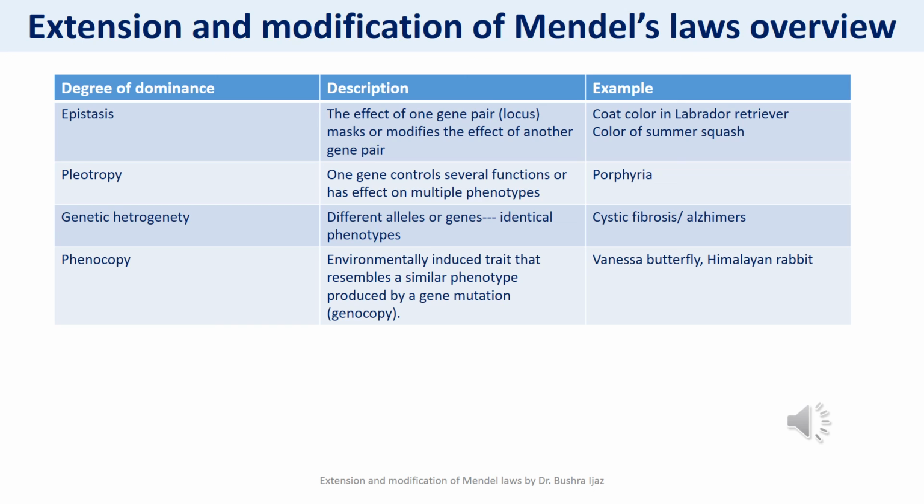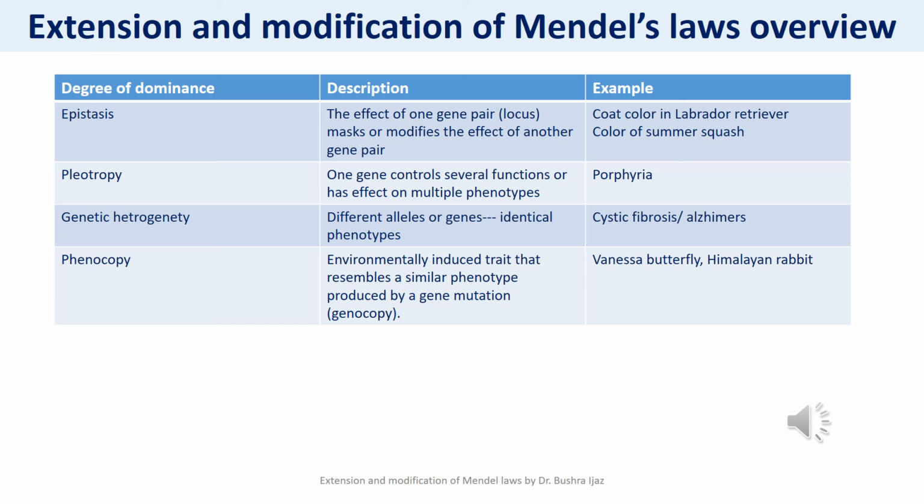We also discussed epistasis, and epistasis is the effect of one gene or a locus which masks or modifies the effect of another gene pair which may be present on another locus. And we learned about that with an example of the coat color in Labrador dogs and the color of summer squash.